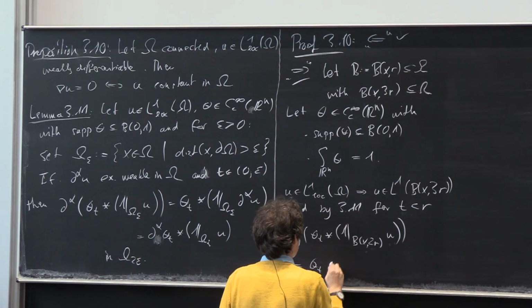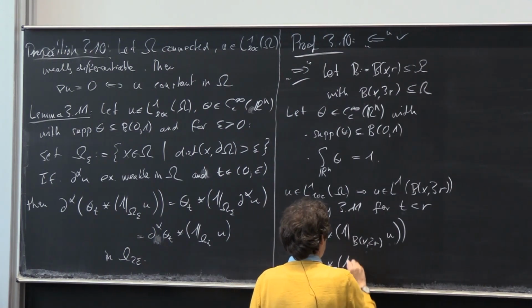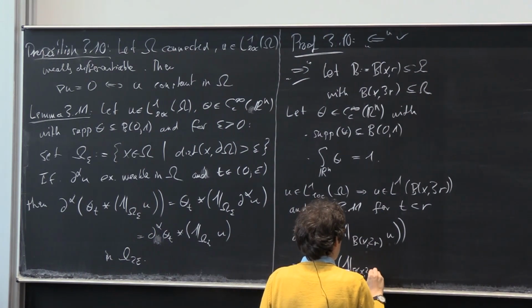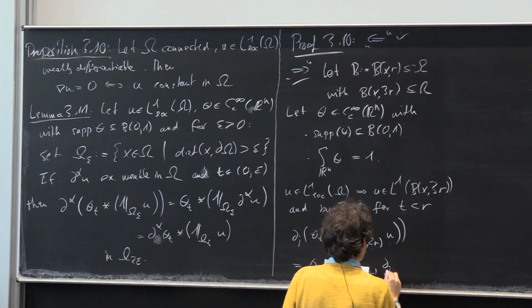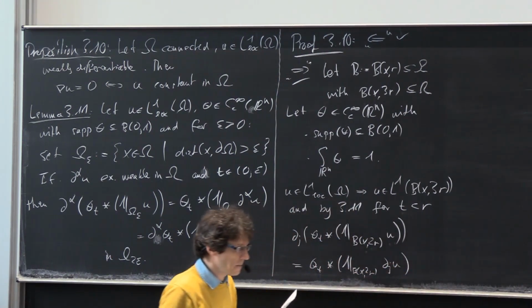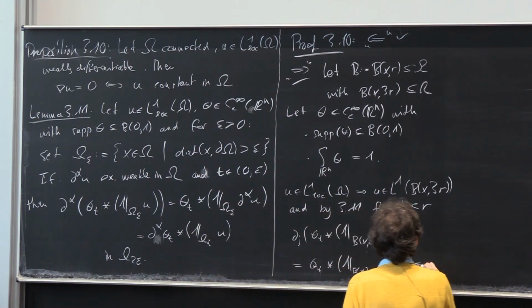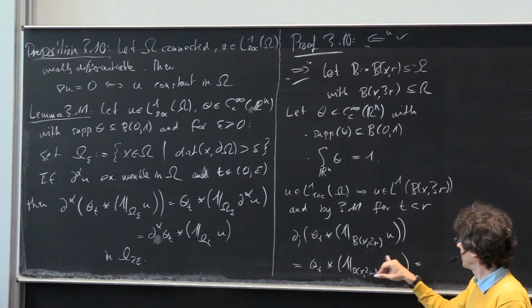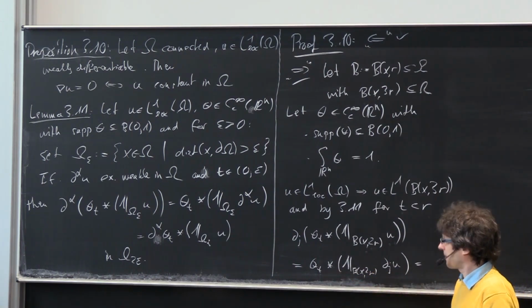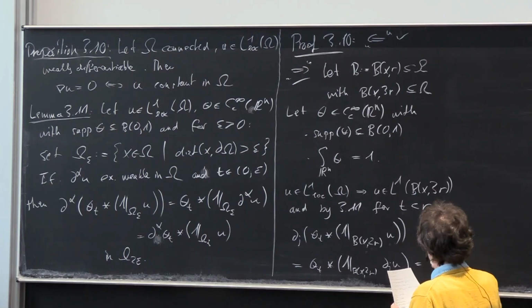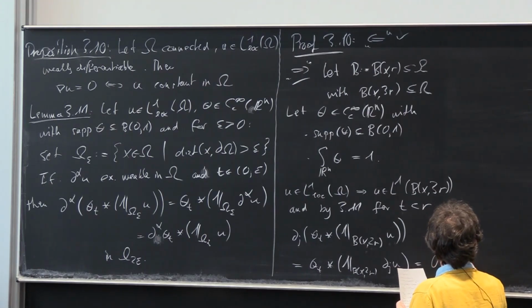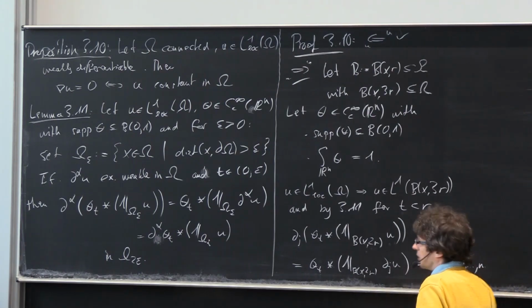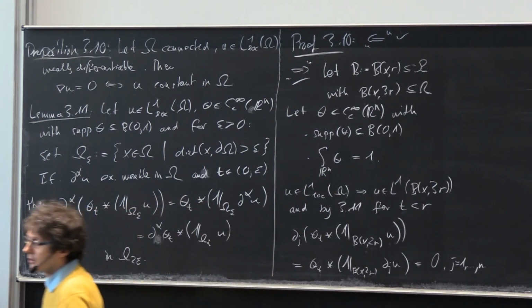So this is theta t convoluted with the cutoff function times the corresponding derivative of u. Okay, but we know that this is 0. This is now the hypothesis. u has a 0 gradient, so this is 0. Convoluting something with 0 is 0, so this is 0. And this is true for every j going from 1 to n, because the whole gradient is 0.